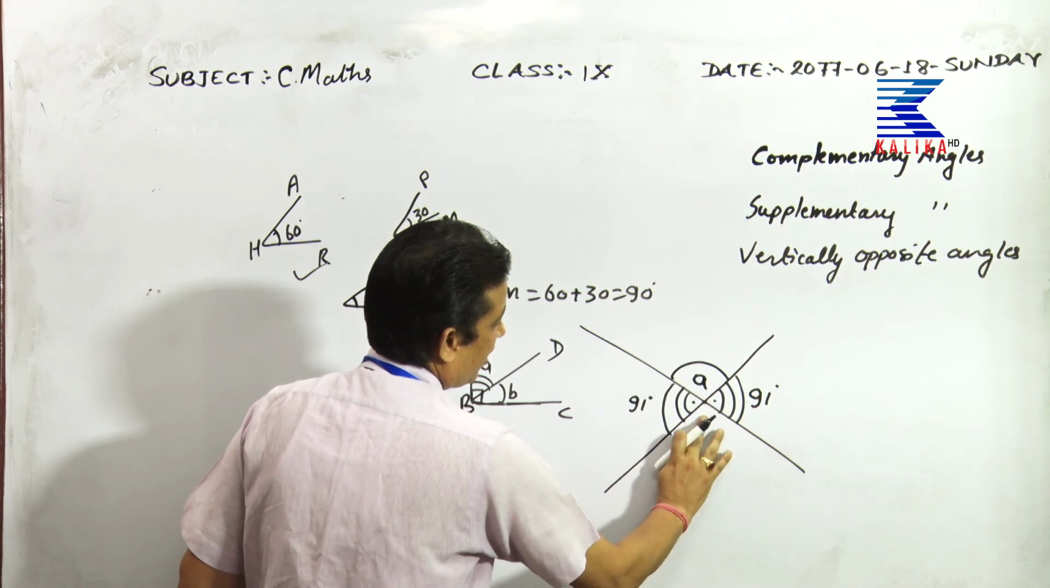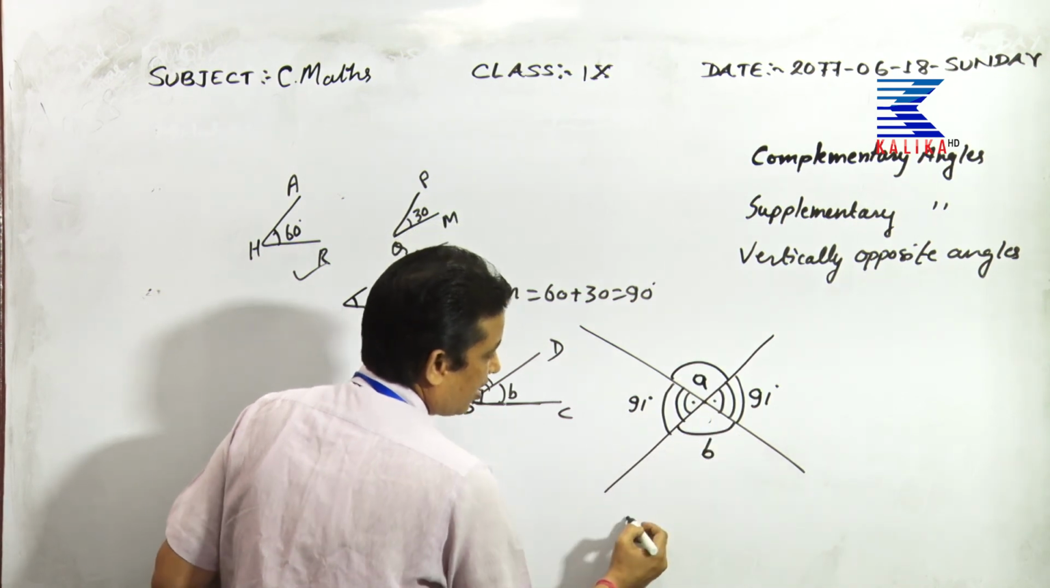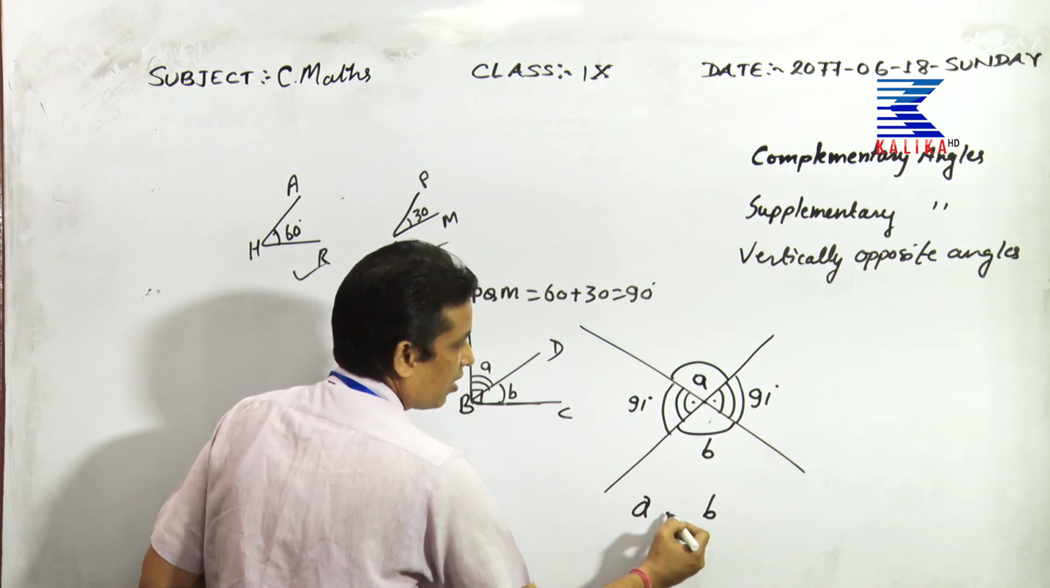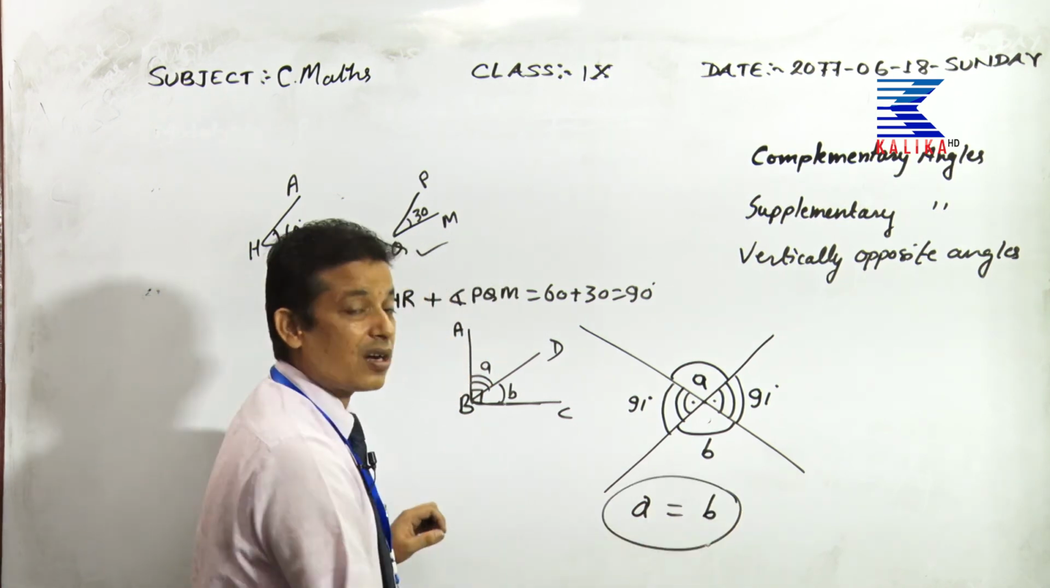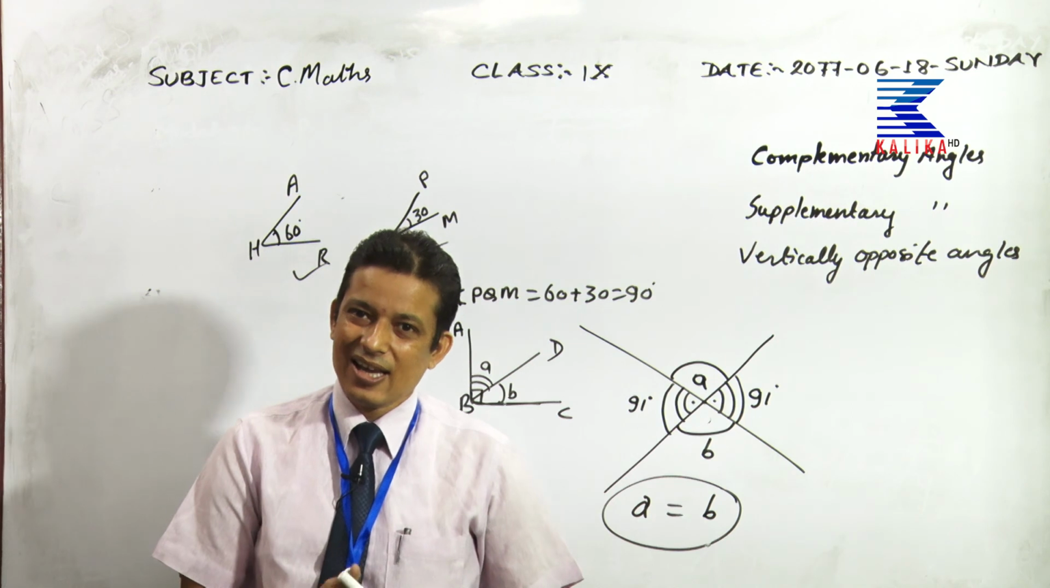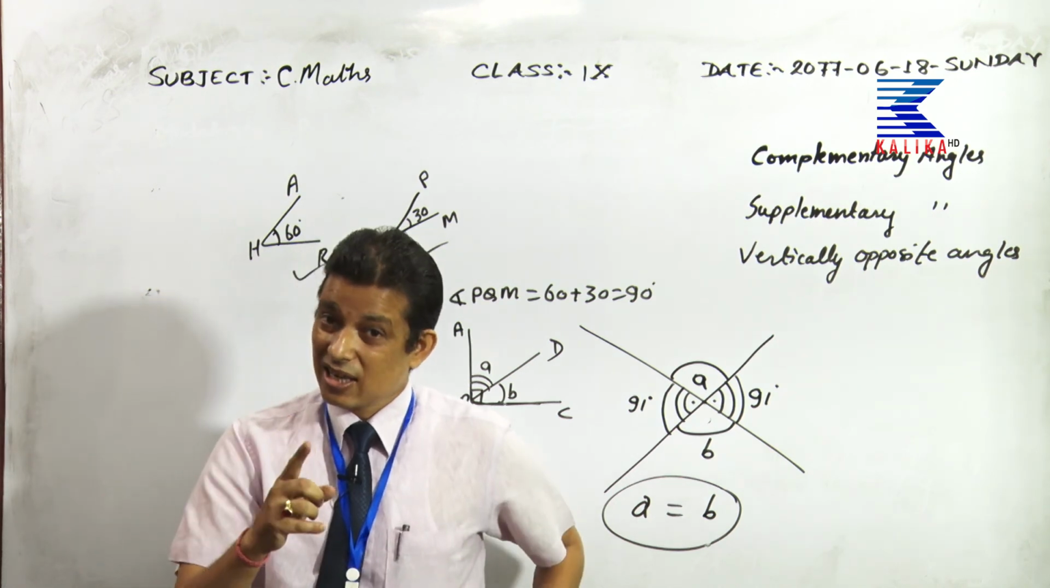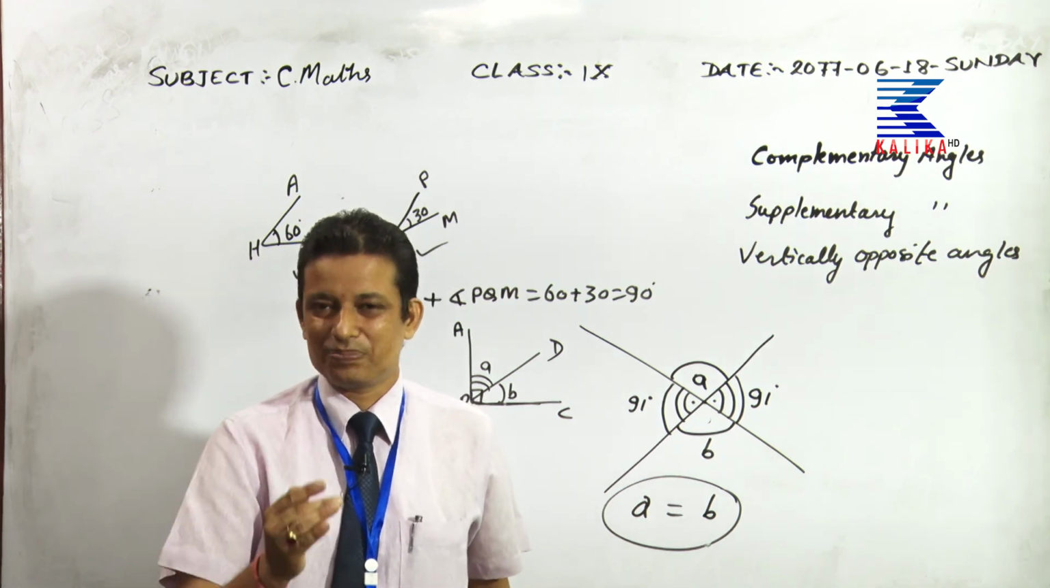So, here I wrote A and here I wrote B. What is the relation between A and B? They should be equal, because they are vertically opposite angles. Vertically opposite angles are always equal.